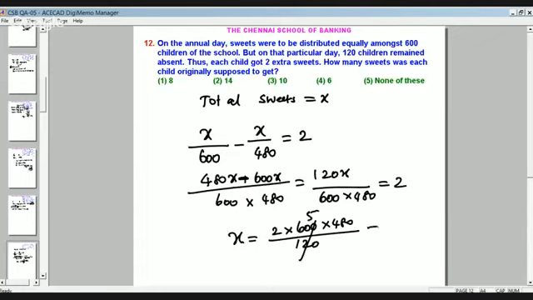Five part irukka, but total number of sweets 4800. But the question, each child supposed to get, actually ethane kidaithirukka vendum. 4800 chocolates, sweets, 600 children divide panna each supposed to get 8. Answer is 8, choice number 1.